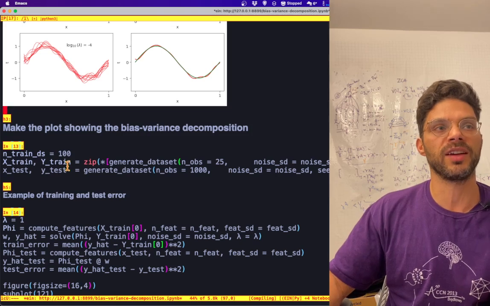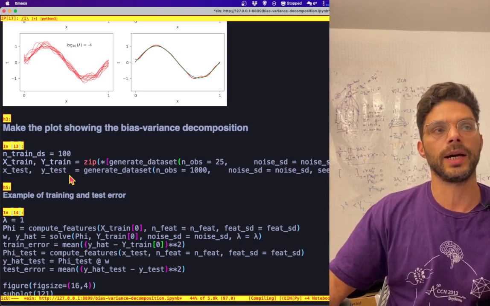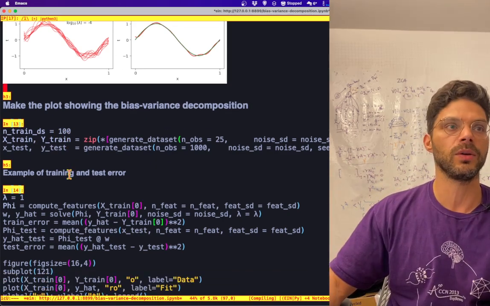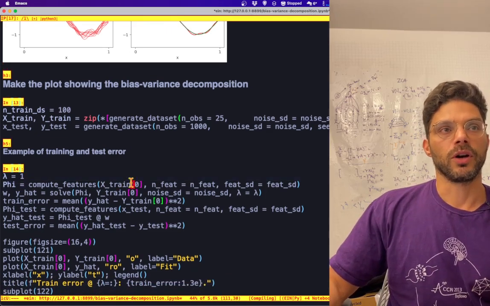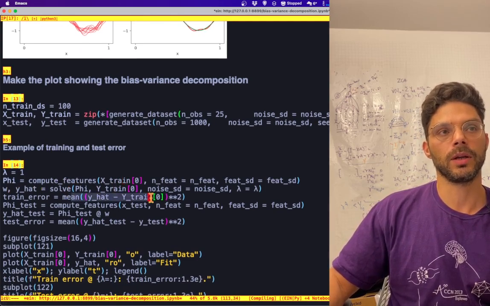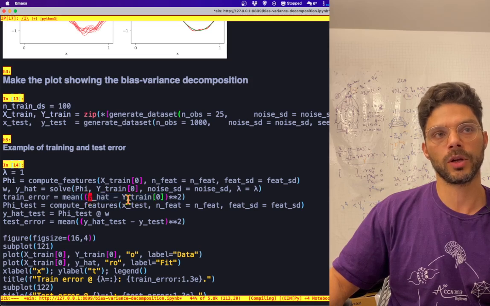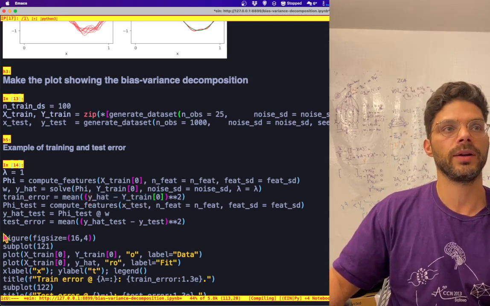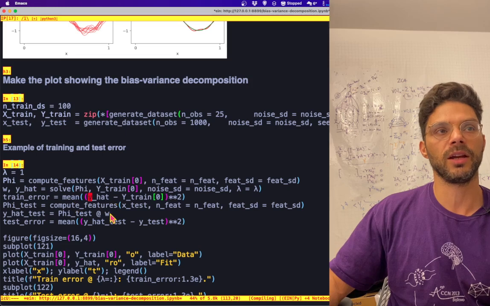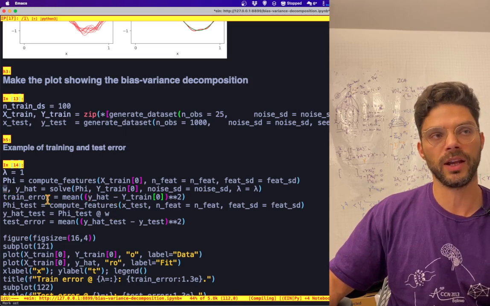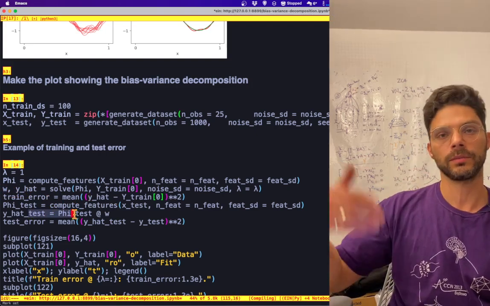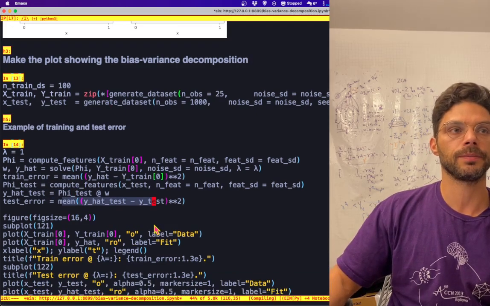So we're going to do it with 100 data sets, but first let's just try computing some training error and test error on one of the data sets. So we compute the features for one of our training data sets, and the W, we compute the training error, so the difference between our prediction and the actual data squared. That's the mean squared error for the training error, and then do the same thing now on the test data. We've learned these weights on the training data, so we don't recompute them. We just produce the predictions for the test data, and we compute that.